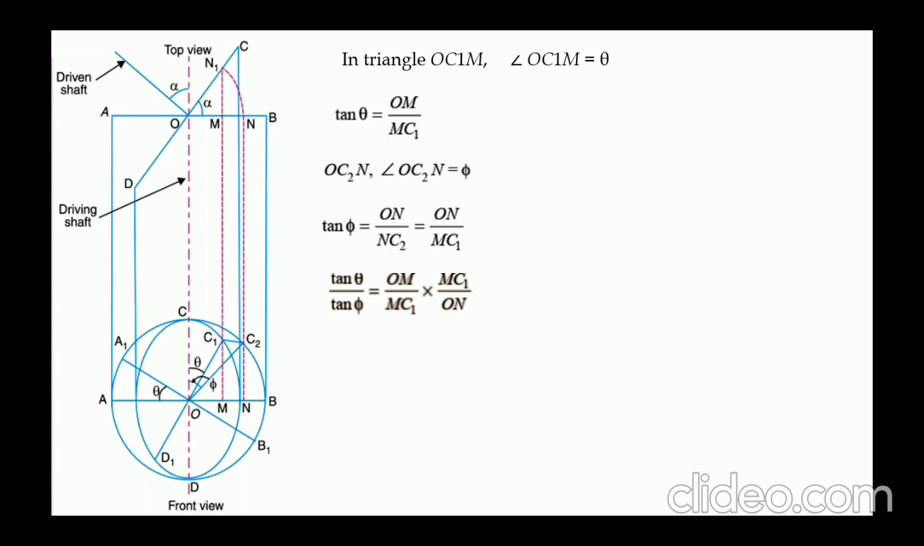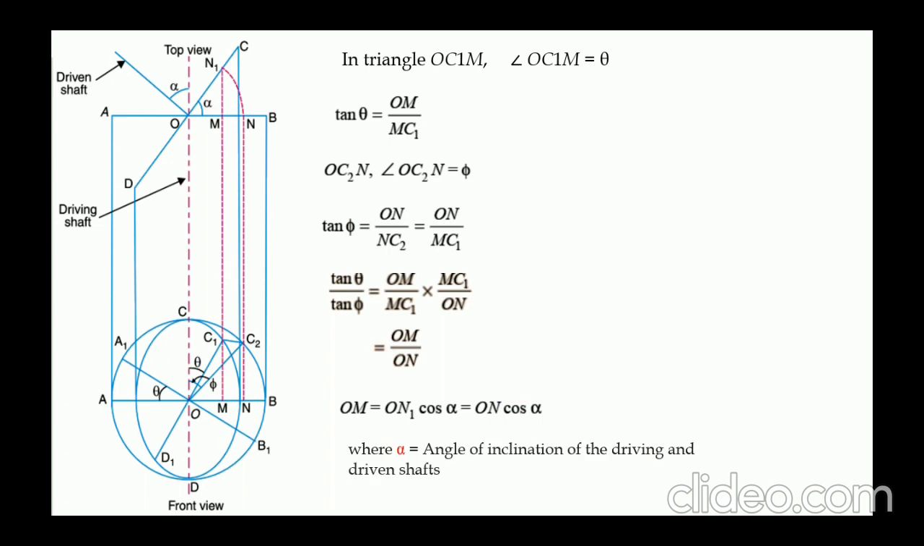So if you take a ratio of these two, then it will be tan theta upon tan phi is equal to OM upon MC1 into MC1 upon ON. So finally we'll get OM upon ON. Now OM is equal to ON1. If we see the top view, then OM is equal to ON1 into cos of alpha. That is, if you take cos alpha angle, it will be OM upon ON1. So I can write OM is equal to ON into cos alpha, where alpha is the angle of inclination of driving and driven shaft.